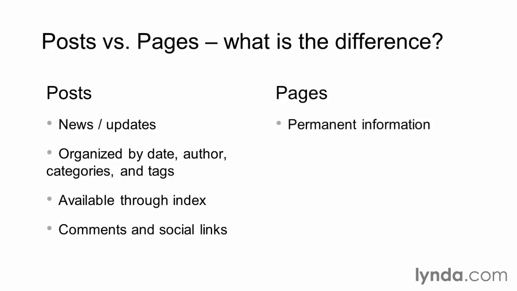Pages, on the other hand, are usually permanent information. Things like about pages or contact pages. Generally, you'll think of pages as things that inform the visitor about the site rather than the content of the site itself. Pages are organized in parent-child relationships. So you can have a parent page, like an about page, and then you can have several child pages, maybe about each of the authors, or other information about the site.